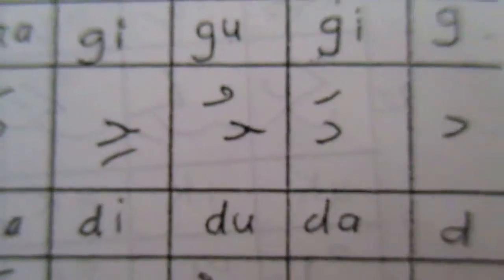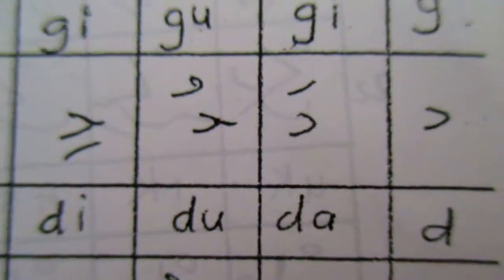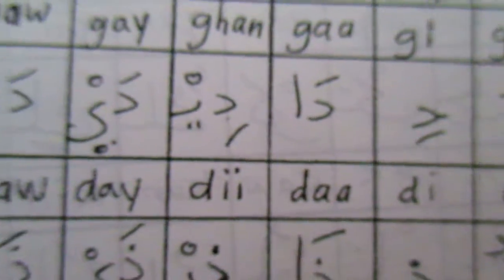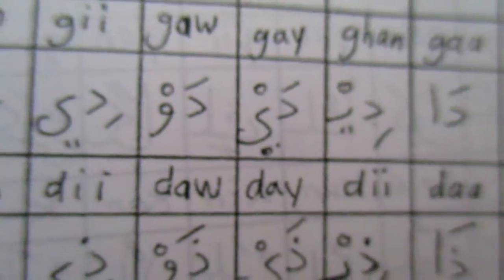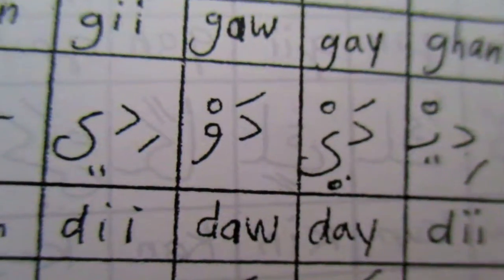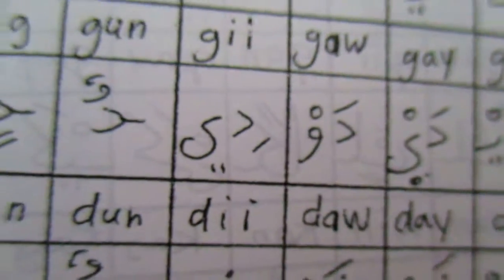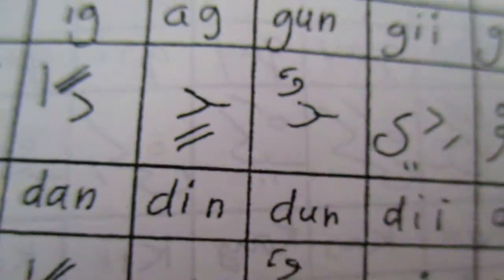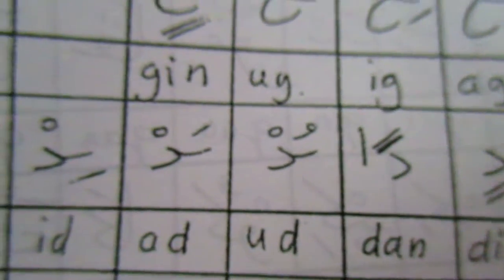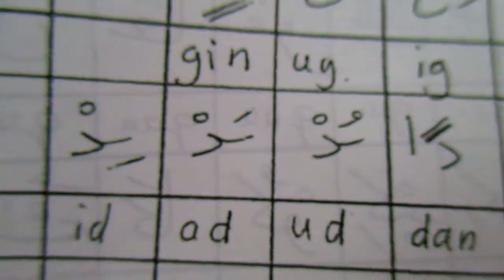And then dal. Da, do, di, da, di, day, do. This will be do, di, dun, din, dan, ud, ad, id. And there you have to give a double sound, like an echoing sound.